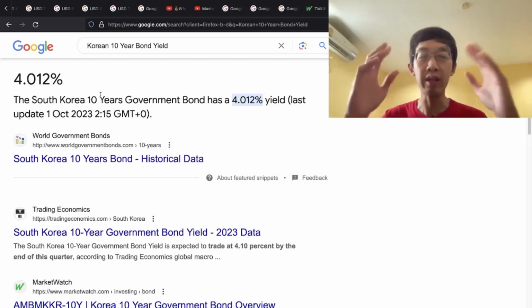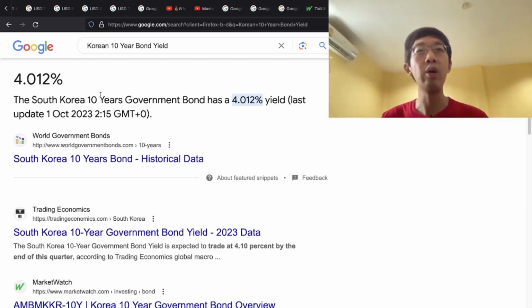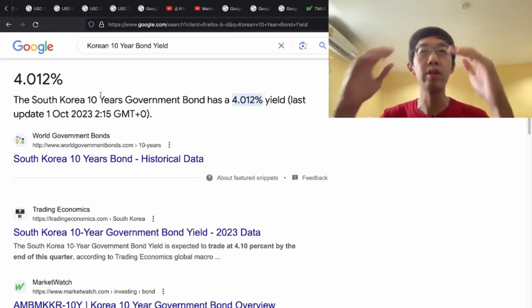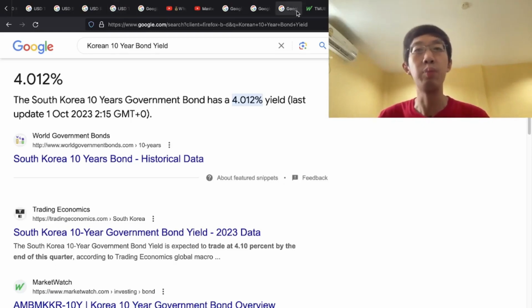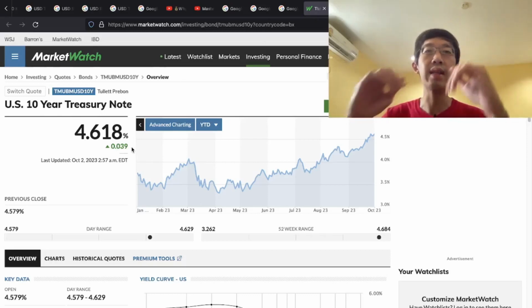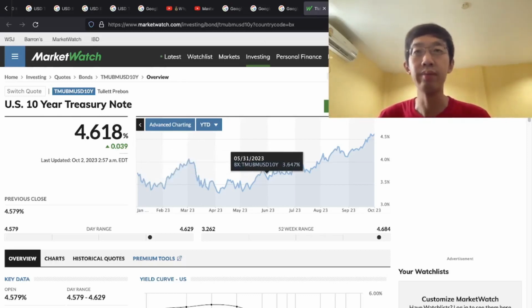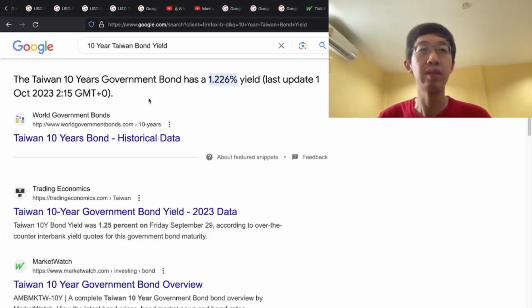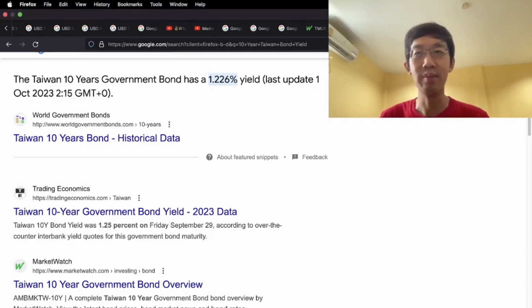If you are Korean, you're going to think about whether you should hold Korean won or buy US dollars to buy US government bonds. Of course, you're going to buy US dollars to buy US government bonds because you get more by investing in US government bonds. Look at Taiwan government bonds. 10 years is 1.226%, and US 4.618% is much more than that. You're going to buy US dollars to buy US government bonds.